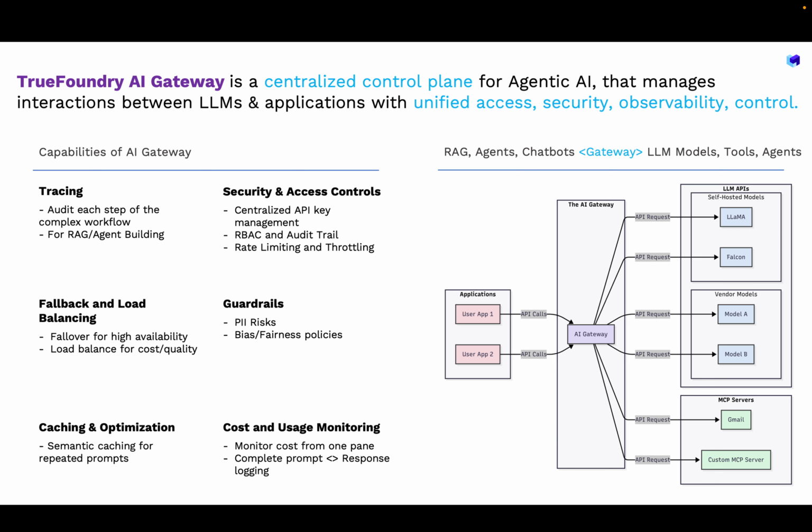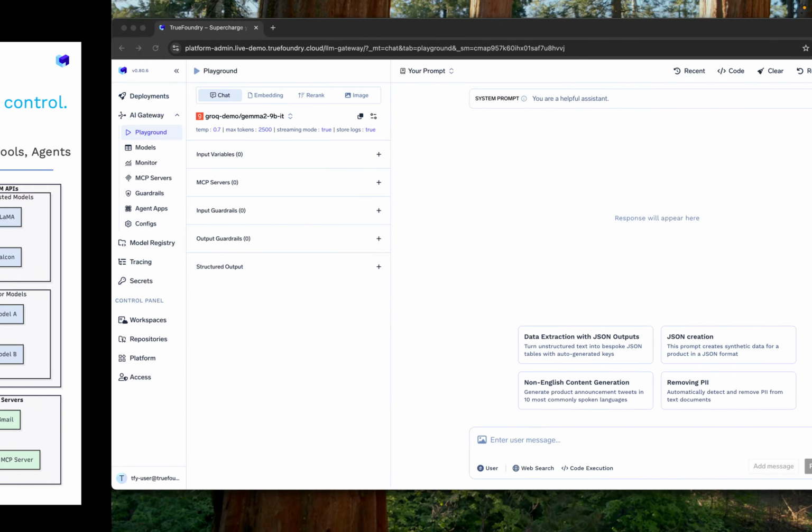While the gateway provides unified access to LLMs, it is also a unified access layer for tools via the MCP protocol as well as agents via the A2A protocol, which is increasingly becoming popular and relevant. The applications can be RAG applications, agents, or chatbots. Now let's go to a quick demo.